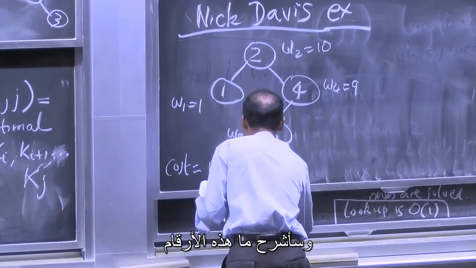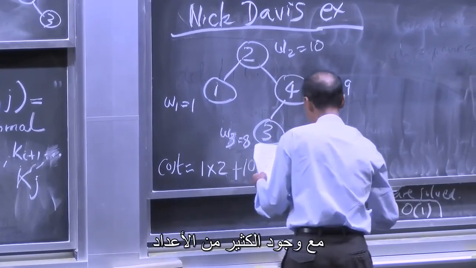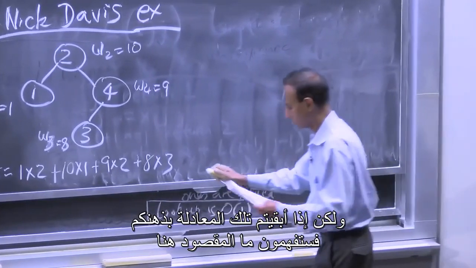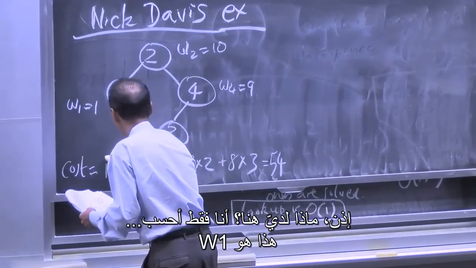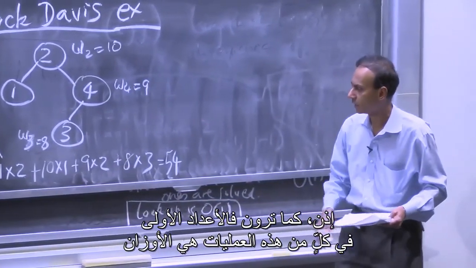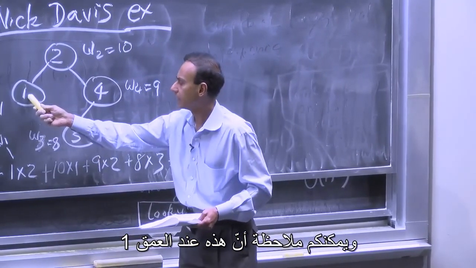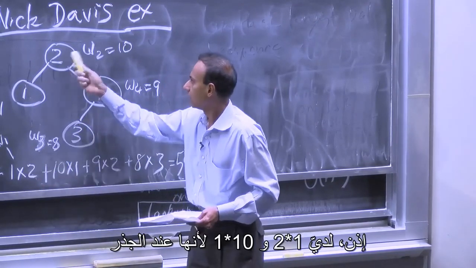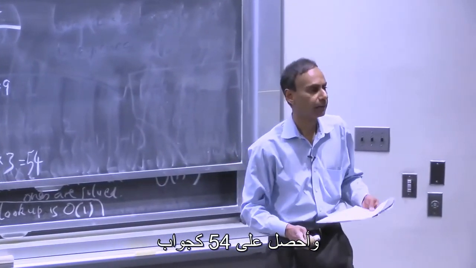Okay? So if I go do the math, the cost is going to be 1 times 2, and I'll explain what these numbers are. I did tell you it was going to get a little cluttered here with lots of numbers, but if you keep that equation in mind, this should all work out. So what do I have here? This is W1. The first numbers in each of these are the weights, so this would be W2, et cetera. This is at depth 1, which means I have to have 2 here because I'm adding 1 to the depth. So I have 1 times 2, 10 times 1, because that's at the root, 9 times 2, et cetera. And I get 54.